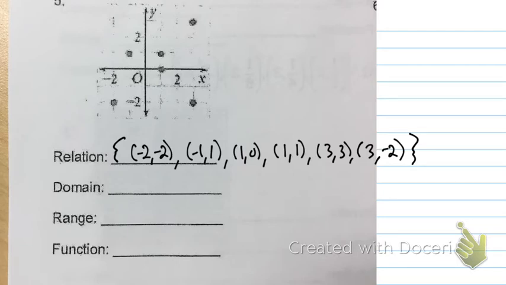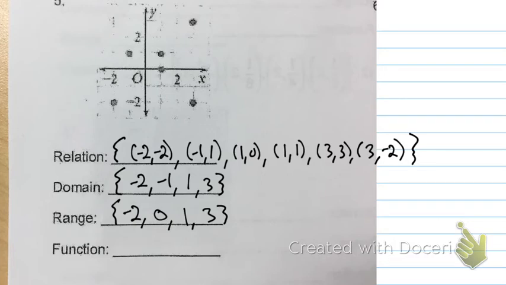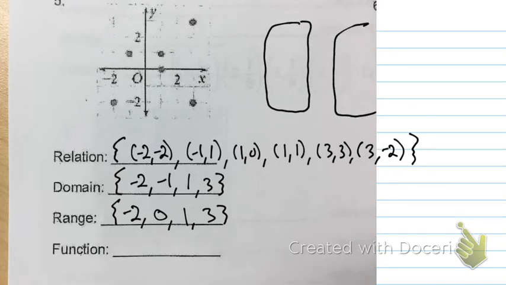So the domain is all possible x values. So I got -2, -1, 1, and 3. The range is all possible y values. -2, 0, 1, and 3. So you're going to draw this off to the side. I want you to draw this. This is called a mapping diagram. It's another way we look at functions. It's like 2 little boxes, kind of. And I write the domain. I write the range.